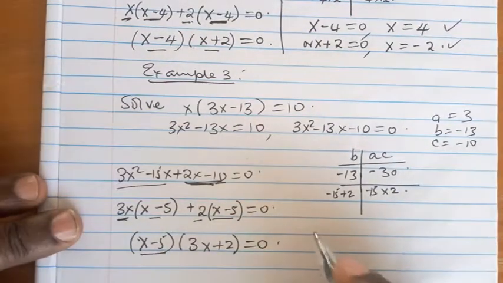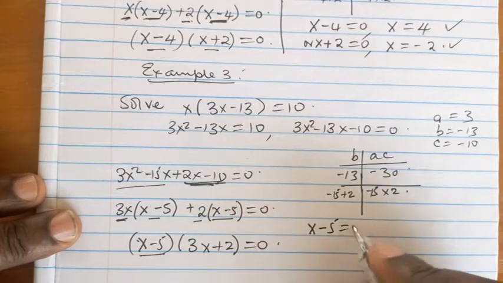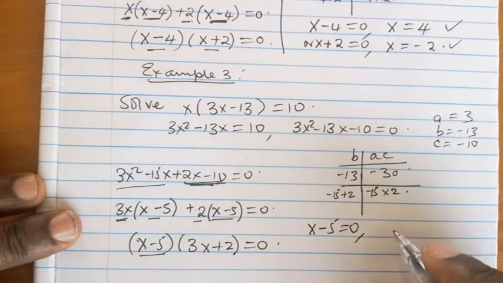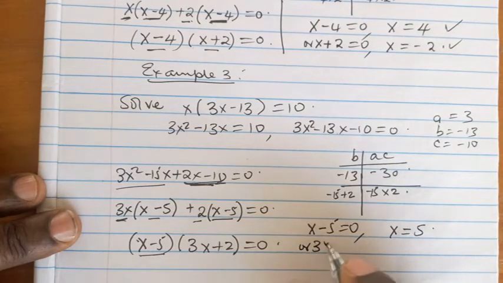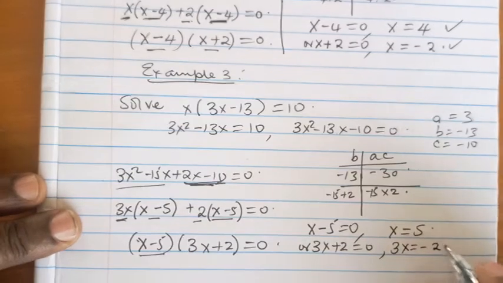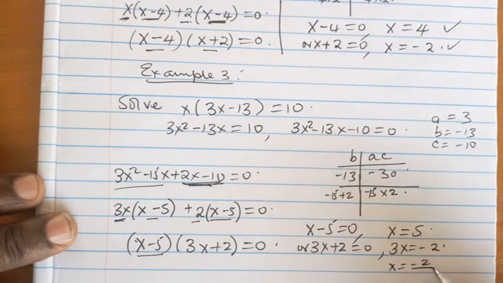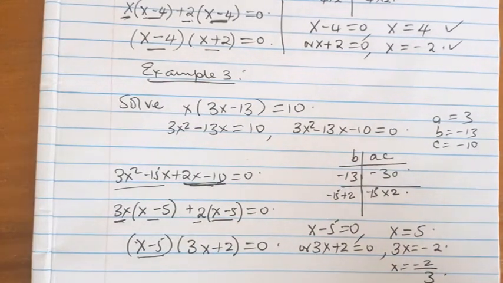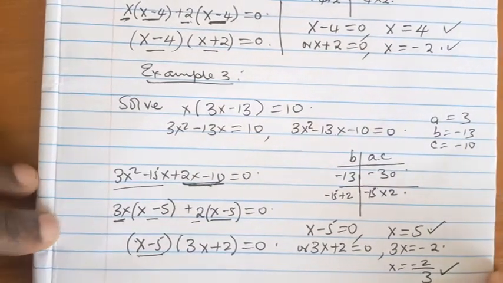So this bracket can be equal to 0. It could be now x minus 5, which is equal to 0, and if this is true, x itself is 5, or it is 3x plus 2, which is equal to 0. And if this is true, then 3x is equal to minus 2, and eventually x is equal to minus 2 over 3. And these are the final solutions of that quadratic equation.